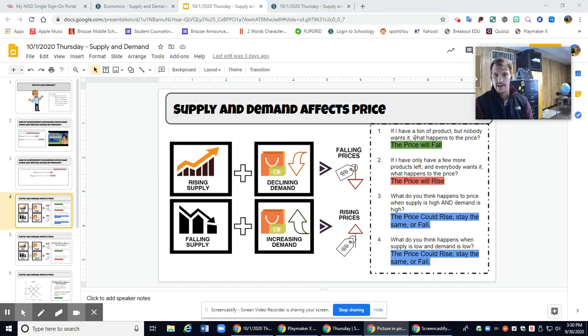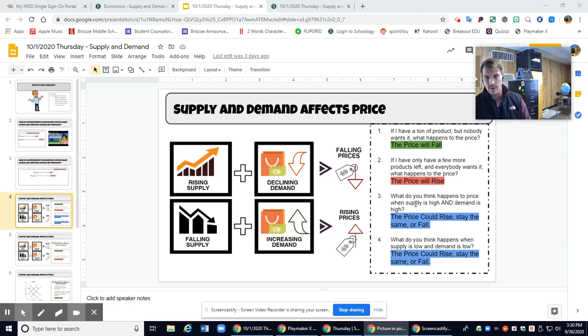For instance, here's an example. If you have 1 ton of a product, or a lot of it, but nobody wants it, what happens to the price? The answer is, it will fall. It's highlighted in green because that's good. We as consumers want low price stuff. For number 2, if you only have a few of those products left, like they're in high demand, a lot of people are buying those, the price will most likely rise.